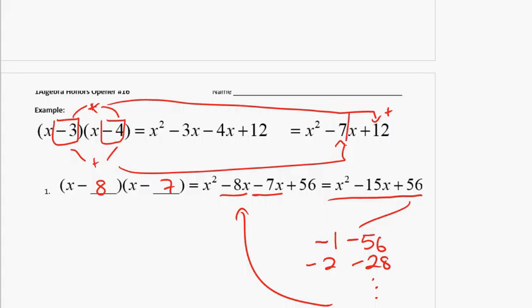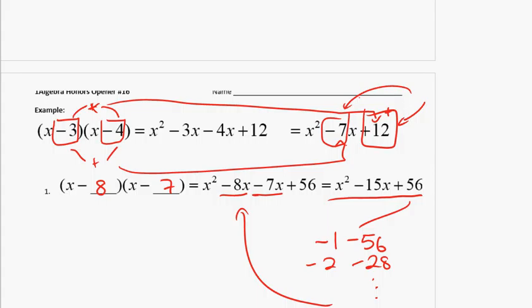When you have a positive b and a positive c, that means two numbers that multiply to a positive that add to a positive must both be positive. But when you have two numbers that multiply to a positive that add to a negative, well, they must both be negative.